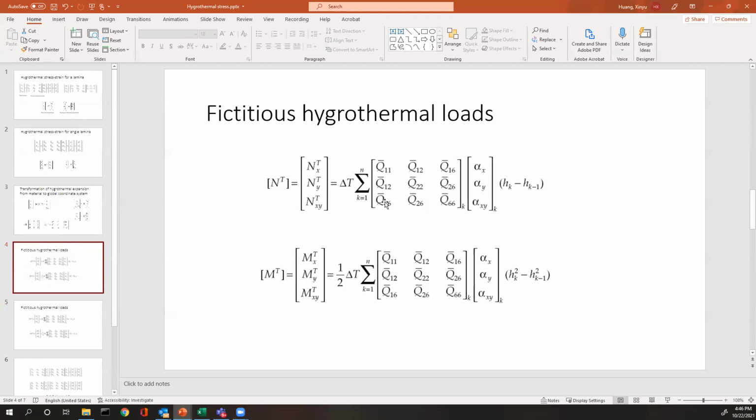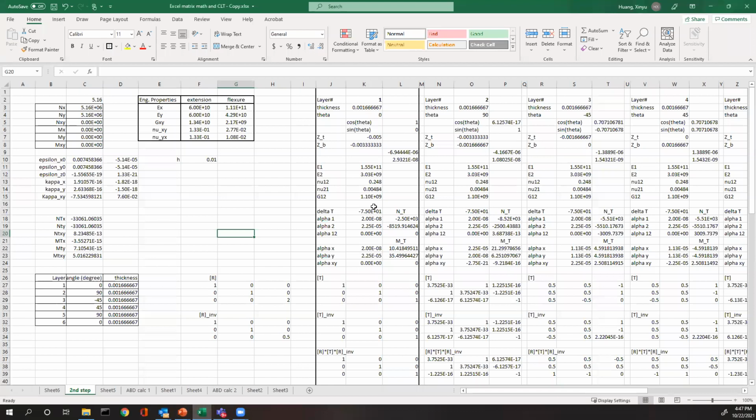So as you can see, I have n plies, k equal to 1 to n. Each ply contributes something to the fictitious load. What I did, I basically calculate the contribution to N and M from each ply, which is over here. The contribution of ply number 1 to N is here. The contribution of ply number 1 to M is here. M sub t is a fictitious moment due to temperature mismatch. This is a fictitious load due to temperature mismatch.